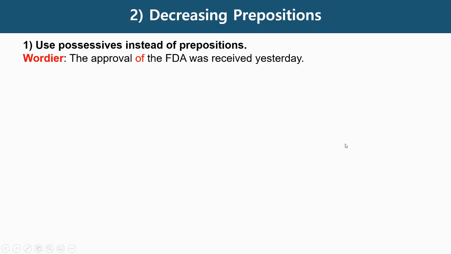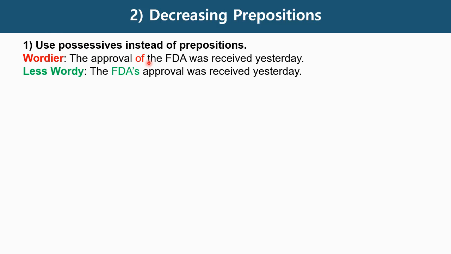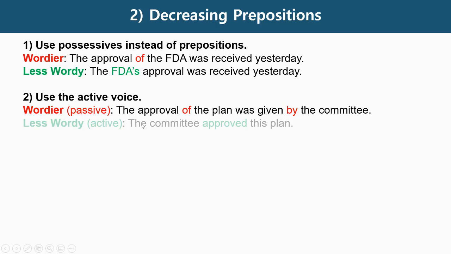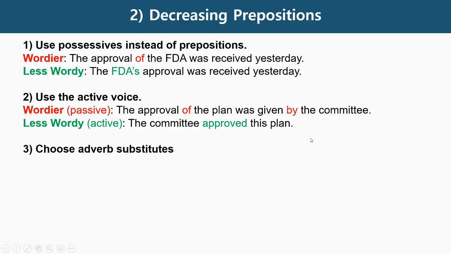Okay, getting rid of prepositions. Sometimes you can use a possessive instead of "of." So "The approval of the FDA was received yesterday" becomes "The FDA's approval was received." You don't want to do that all the time because sometimes making it possessive in this way, using an apostrophe, is not appropriate. You can also use the active voice, right? "The approval of the plan was given by the committee." "The committee approved the plan."